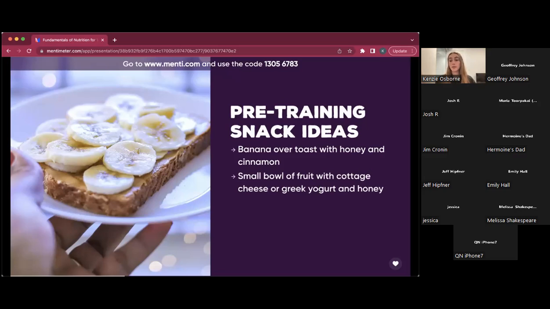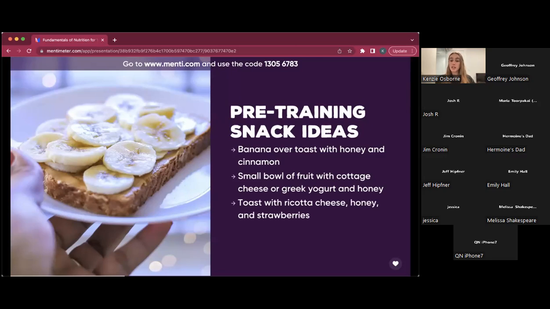A small bowl of fruit with some cottage cheese or a Greek yogurt and honey. Try not to choose really high fat forms of Greek yogurt and cottage cheese right before training. Again, fats are one of those ones that are harder for our body to digest. So if we have those right before training, we're going to be spending some time digesting that food rather than using that energy in our activity. So try to choose lower fat around the training time.